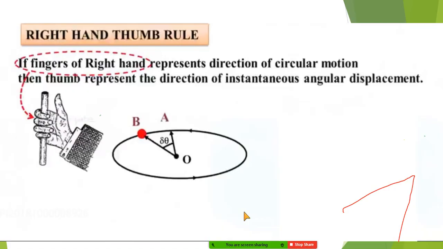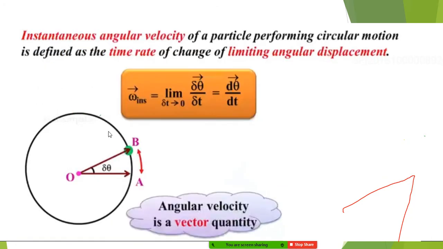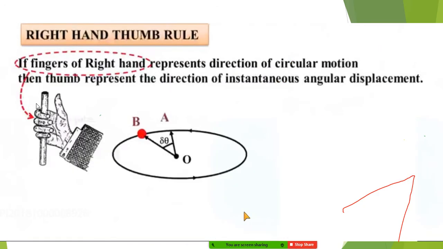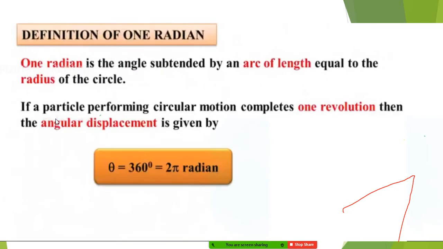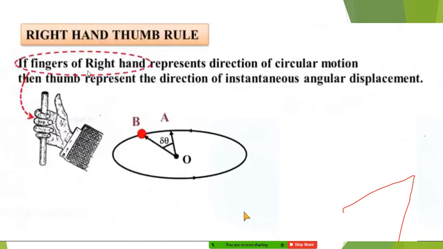If the motion is clockwise, the direction of motion is downward. If the motion is anti-clockwise, see here, the finger is curved this way. We are first understanding the basic part; this is the first page, the introductory part. This finger represents the anti-clockwise circular motion, so the direction of motion is always upward. We will see the example.